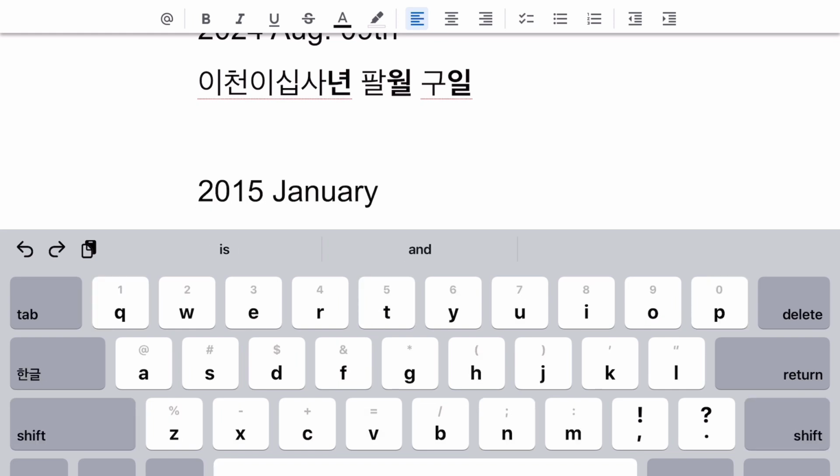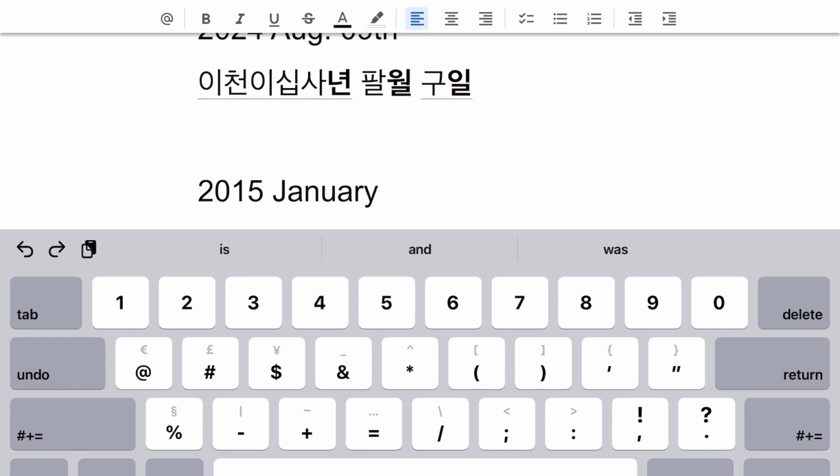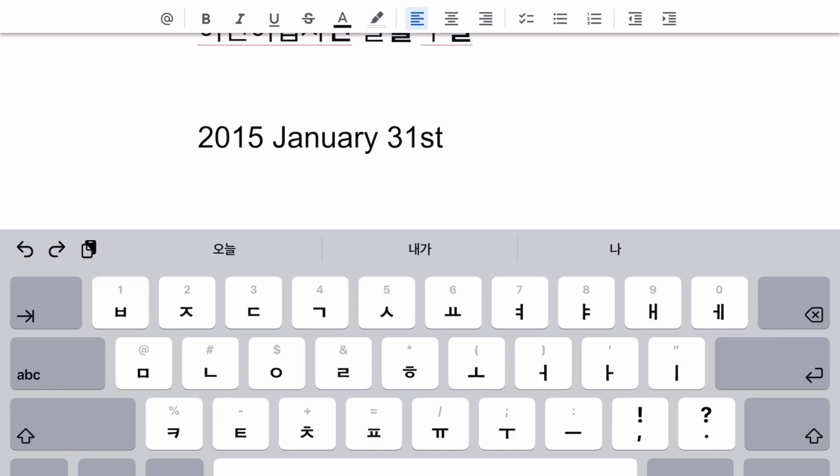Okay, 2015 January. We can do January 31st. 2015년.